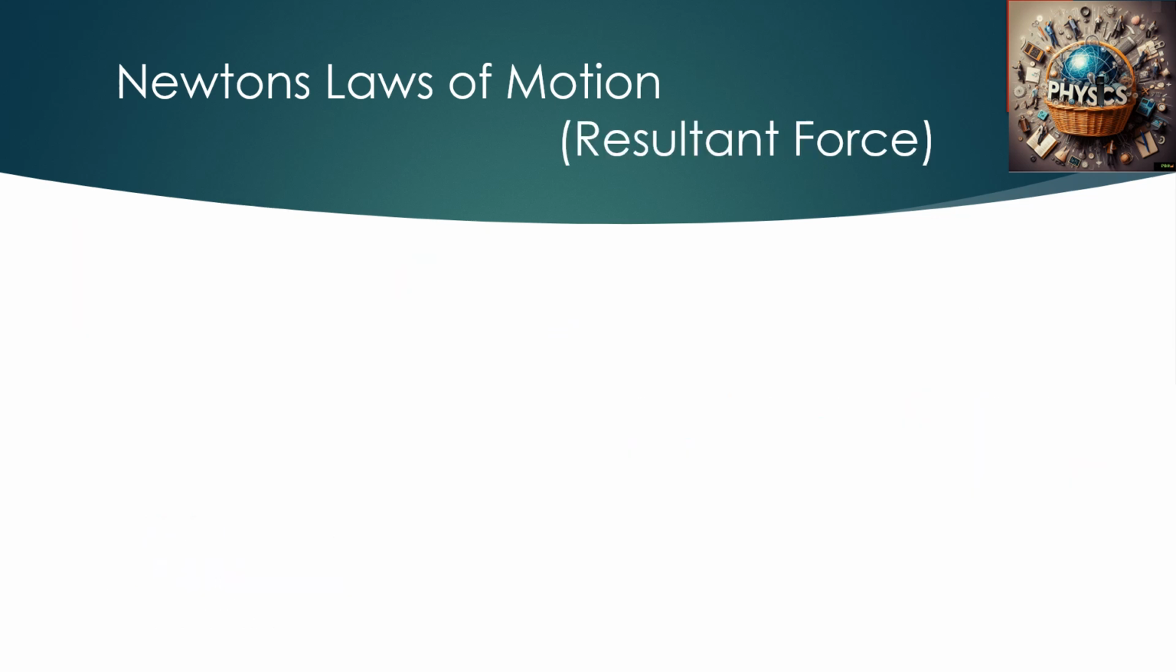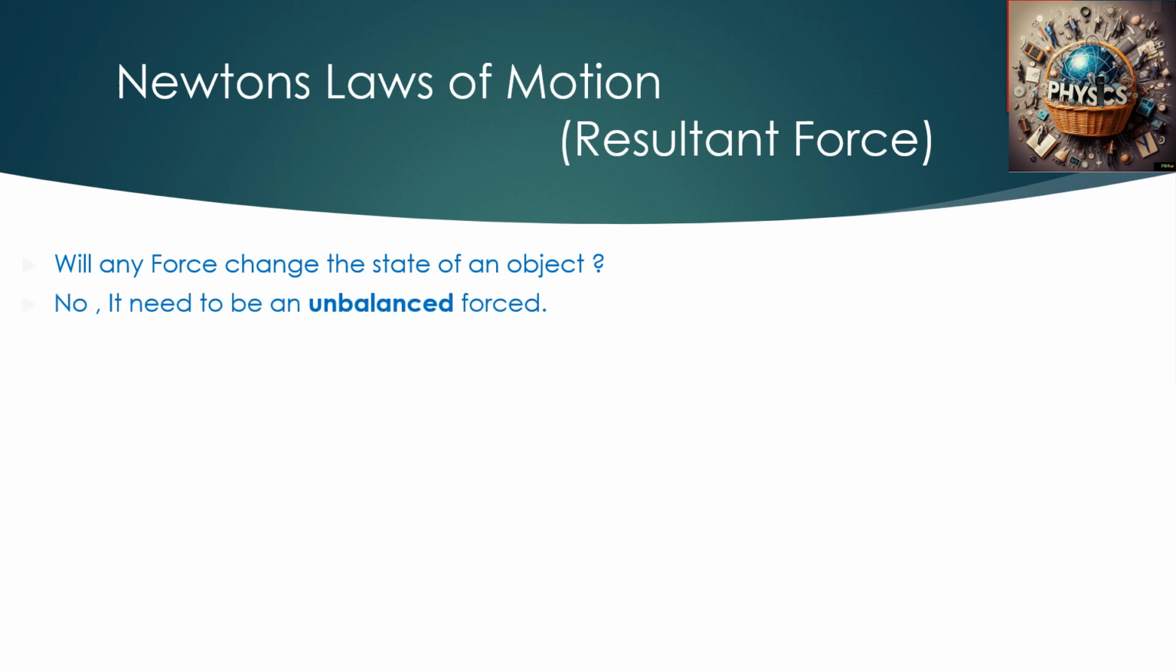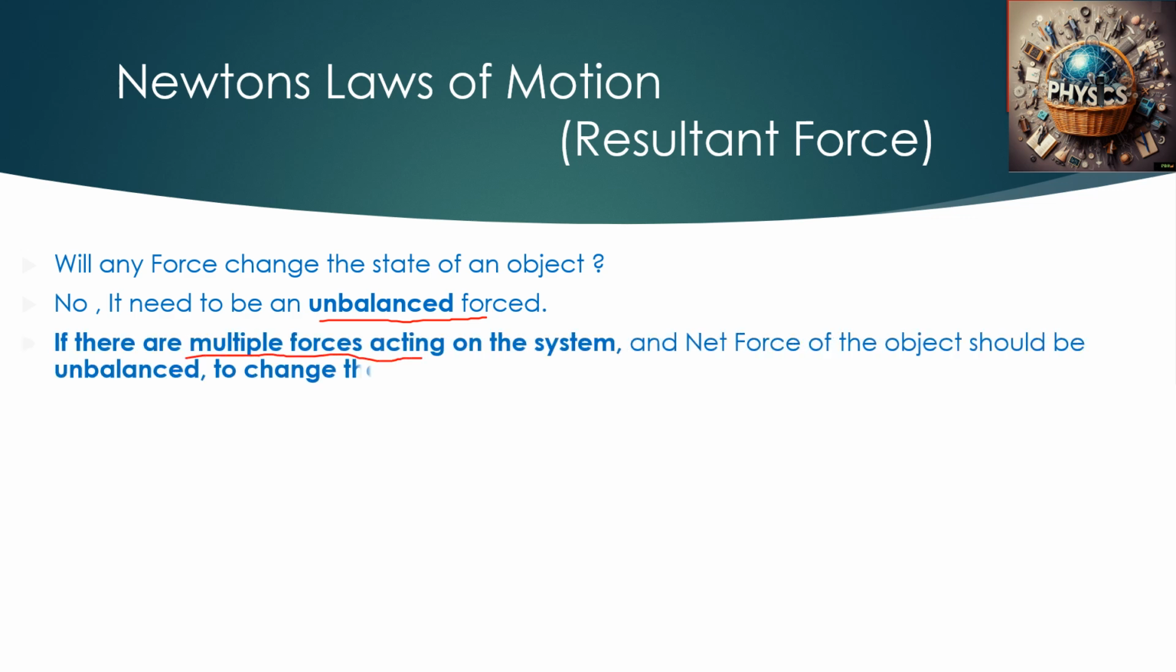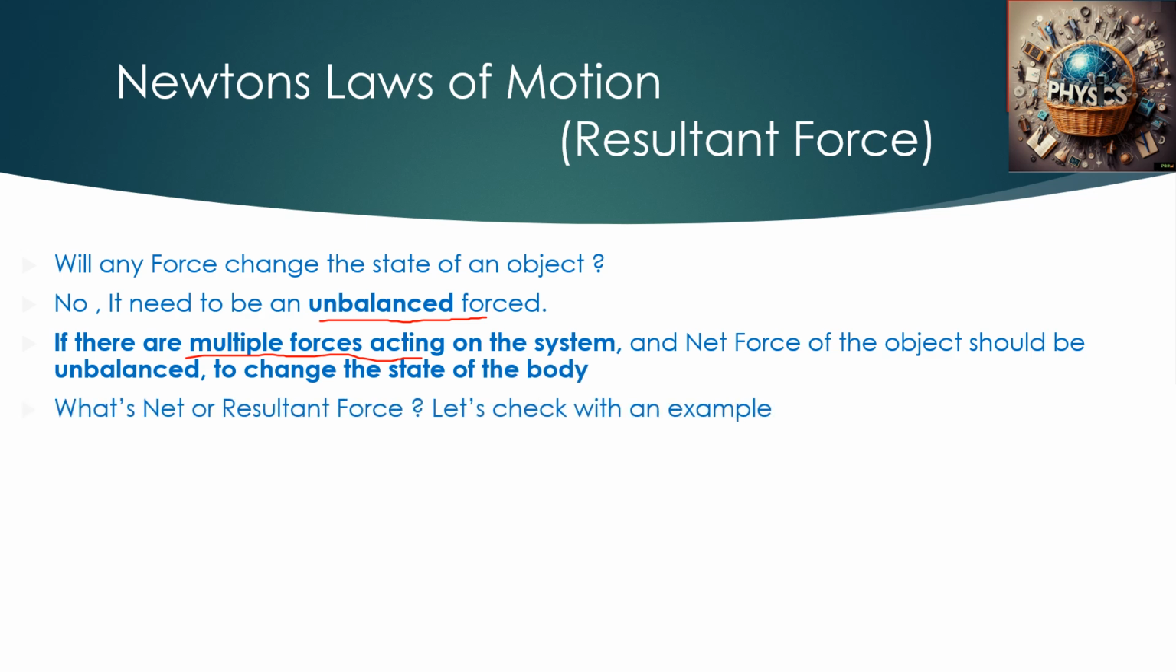So the question that we can ask ourselves is, will any kind of force change the state of an object? The simple answer can be no, because we can come across objects wherein there are multiple forces but they don't change their state. So basically it needs to be an unbalanced force to change the state of an object. If there are multiple forces acting on a system, then the net force, or the resultant force, on the system should be an unbalanced force.